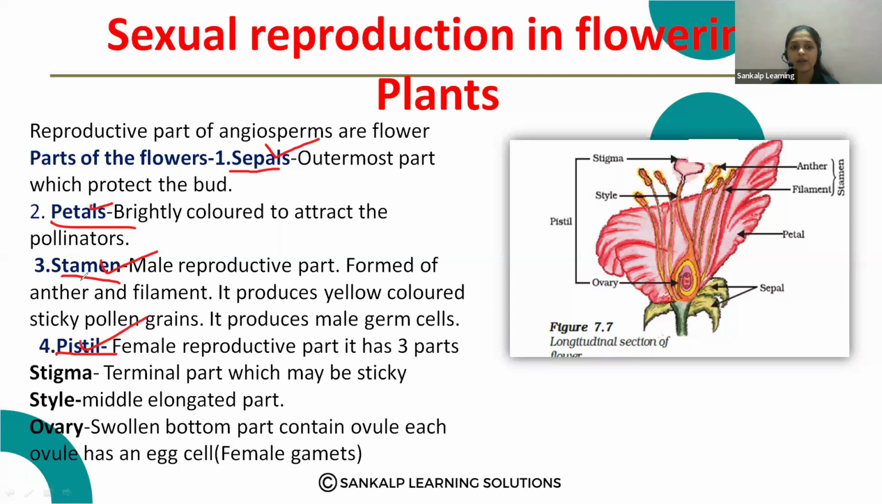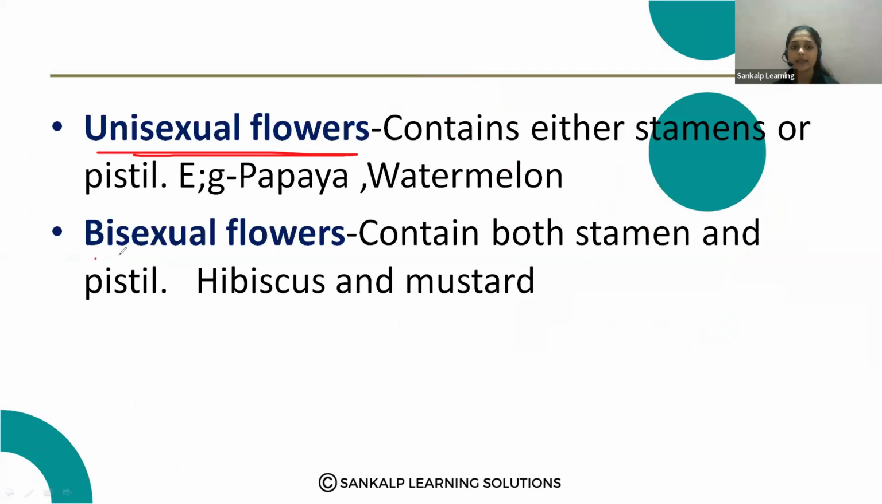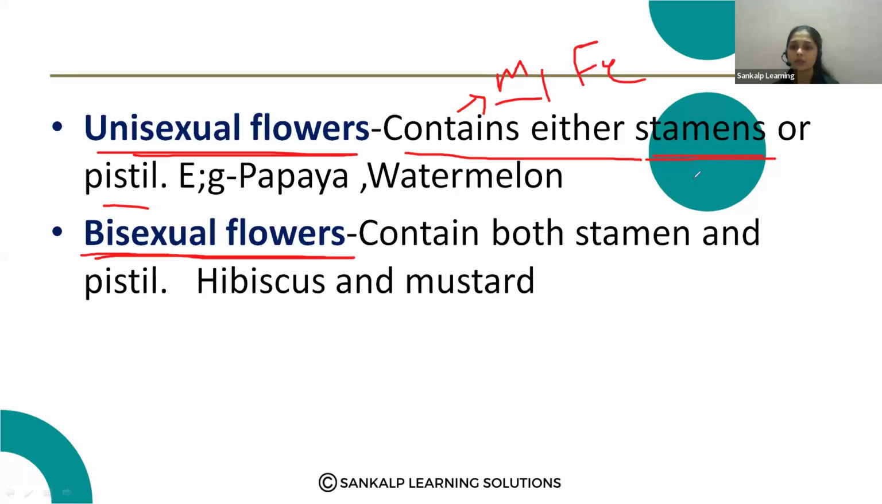Okay. So in flowers, you can observe mainly two types. The first type is unisexual flowers and the second type is bisexual flowers. What do you mean by unisexual flowers? Unisexual flowers contain either stamens or pistil. So they may contain either the male reproductive part or the female reproductive part. Okay. Stamens are the male reproductive part and the pistil is the female reproductive part. Only one type of reproductive structure will be there. In such flowers, the male and female reproductive parts will not be in the same flower. They may be in different flowers.